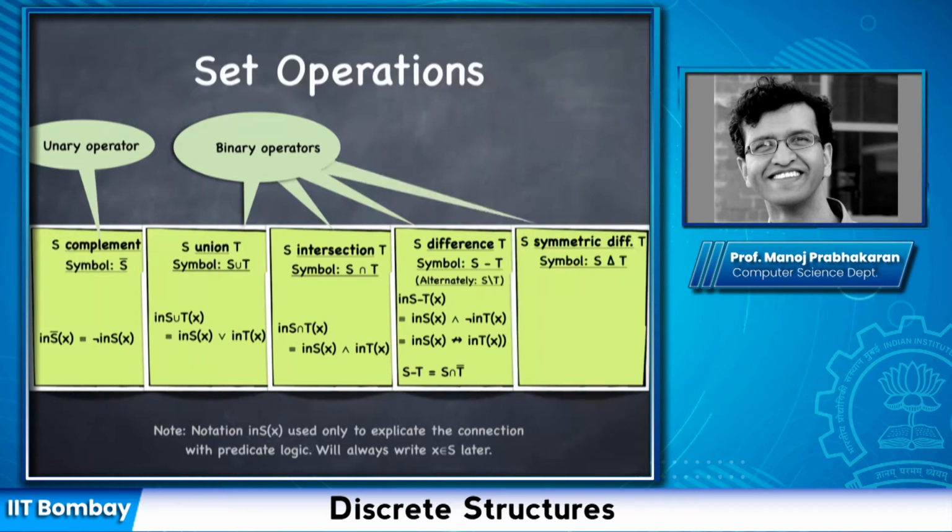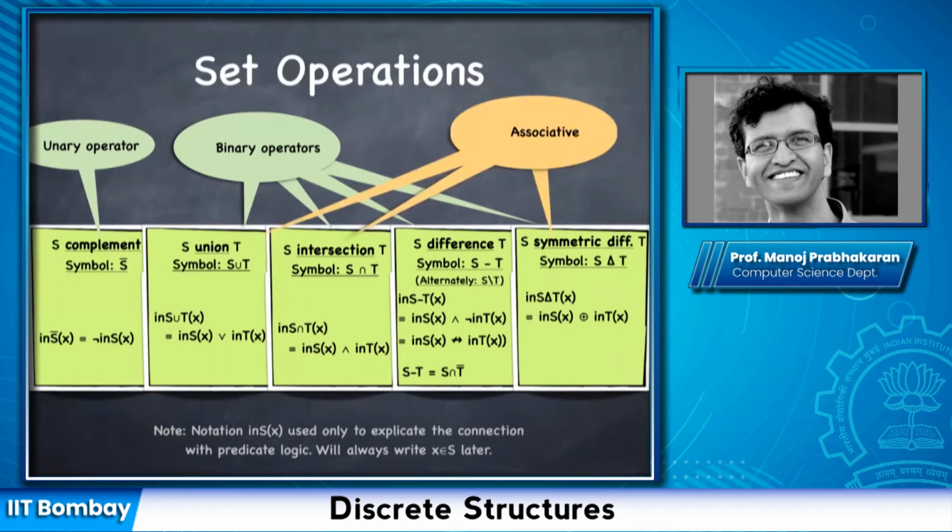Another interesting operator for sets is the symmetric difference, which simply corresponds to the XOR. So the symmetric difference of S and T consists exactly of those elements which are in exactly one of S and T, right? So x is not in the symmetric difference if it is in both of them or in neither of them. It's in the symmetric difference if it is in S but not in T, or in T but not in S. Okay.